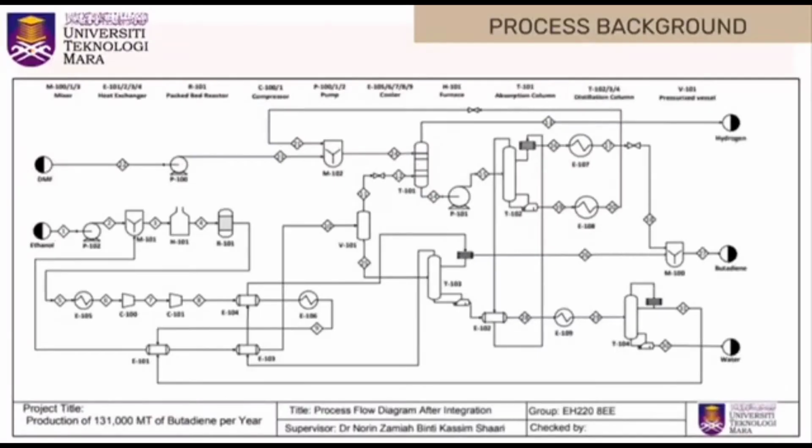Okay, now I'm going to brief on the process background of our process. Our plant proceeds with the production of butadiene from ethanol, and Pulau Indah Klang has been chosen as the location of the plant. This process will involve four main processes, where the first one is the reduction of ethanol to butadiene. The second process is the hydrogen separation process. The third one is the butadiene separation process, and lastly is the recovery process.